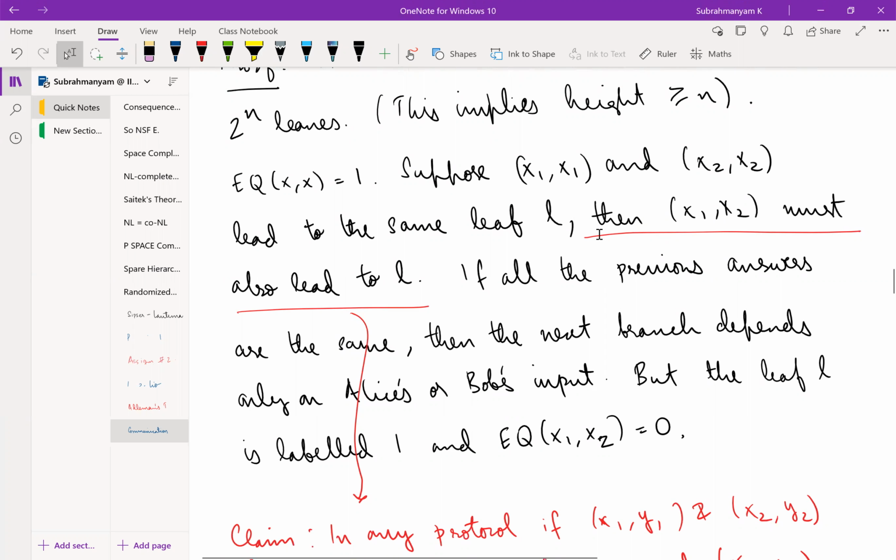So this means that each of these pairs, x1, x1, x2, x2, must all go to different leaves, because if any two of them go to the same leaf, there is a problem. So each distinct pair should go to a different leaf. How many x's are possible like this? There are 2 power n x's possible. So each of these 2 power n x's must go to different leaves. That means the number of leaves should be at least 2 power n, and this implies that the height is at least n.